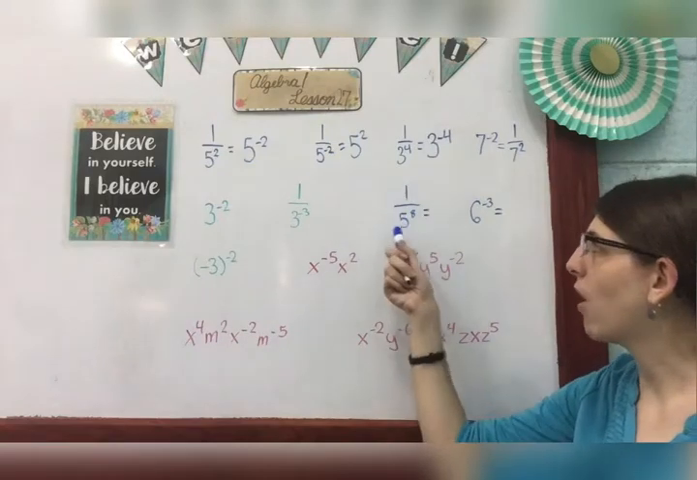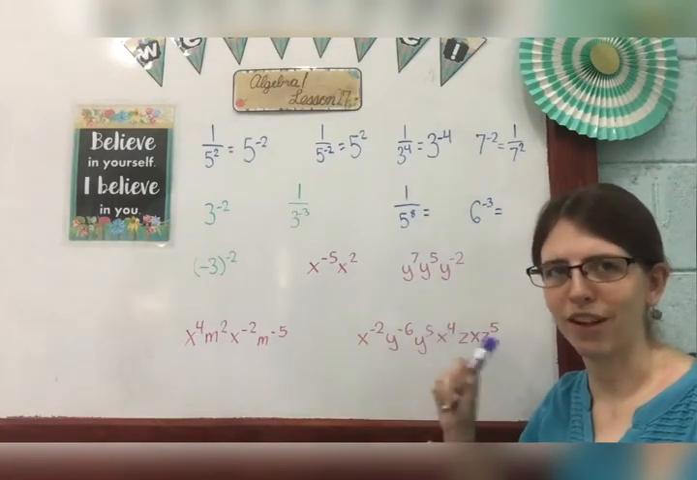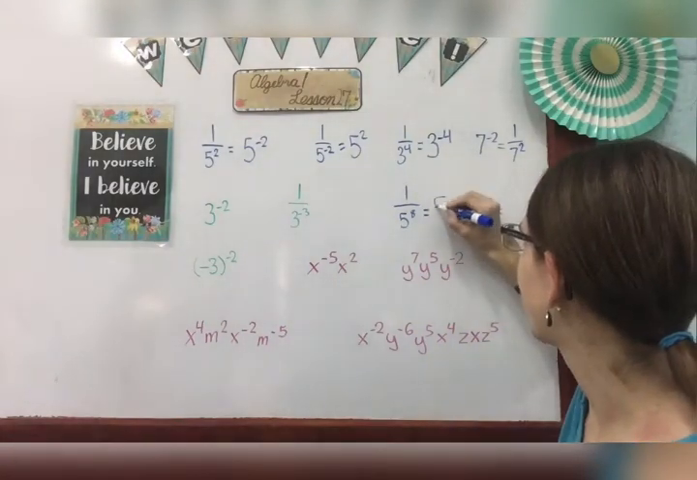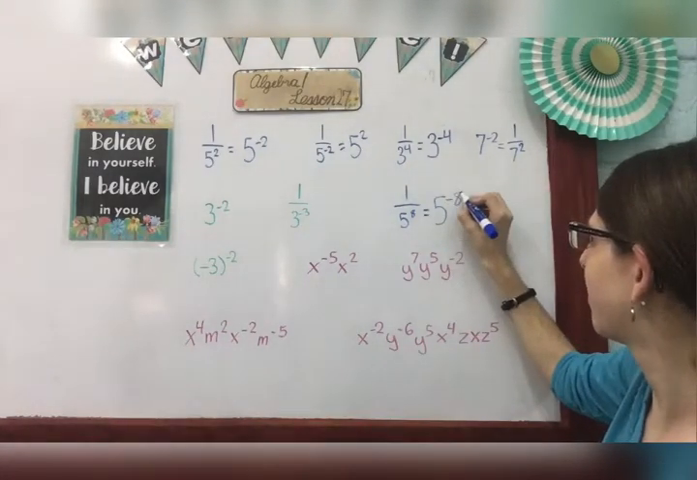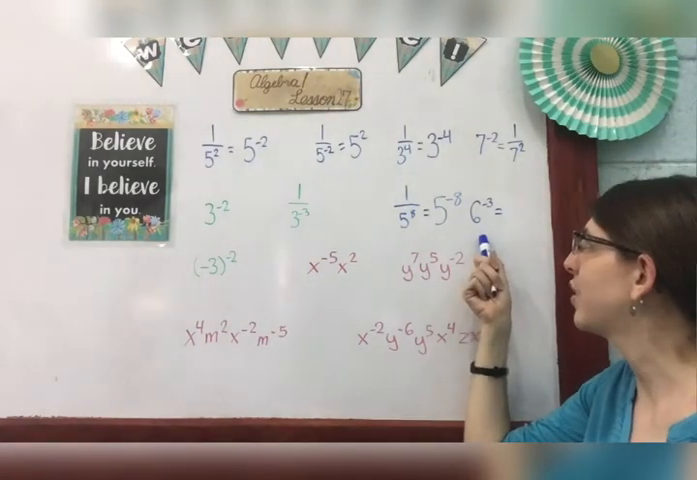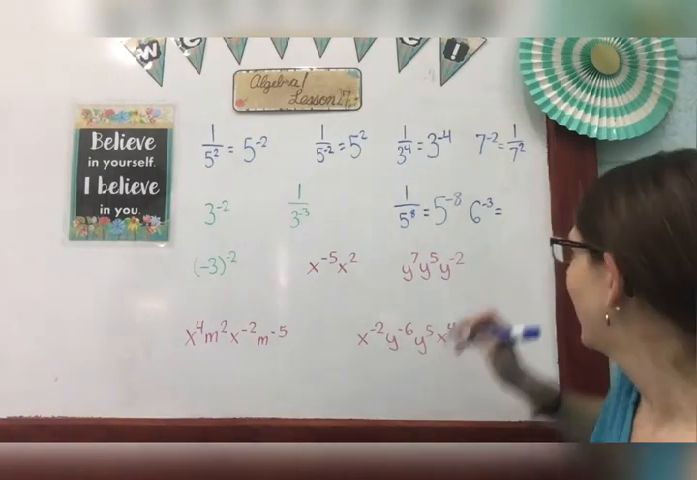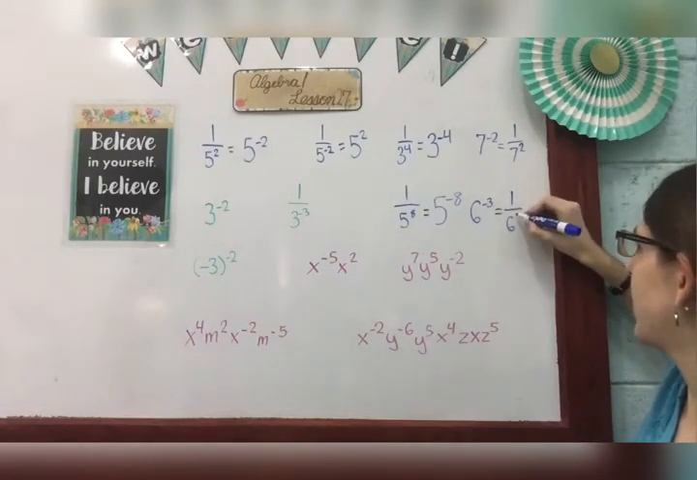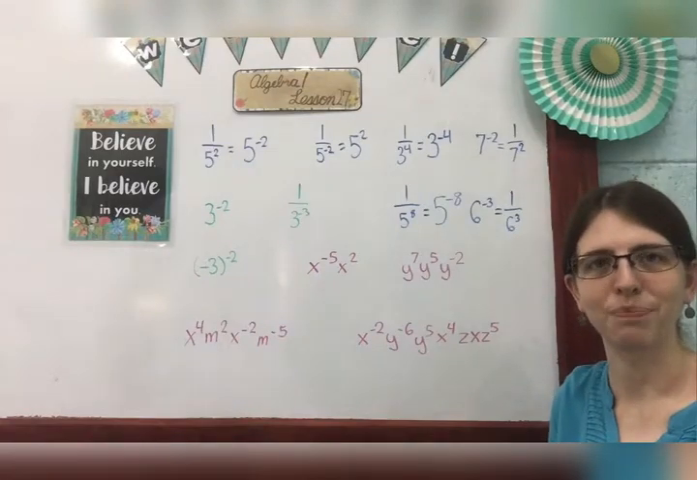Here I have 1 over 5 to the 8th power. I need to put my 5 in the numerator, change the sign of positive 8 to negative 8. Here I have 6 in the numerator with a negative 3 exponent. So the reciprocal is 6 in the denominator, and my negative 3 changes to positive 3. So 1 over 6 cubed.